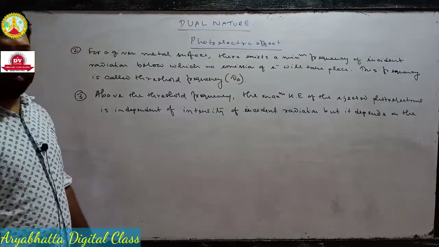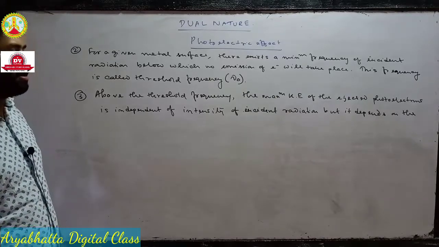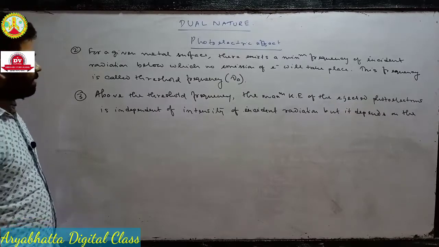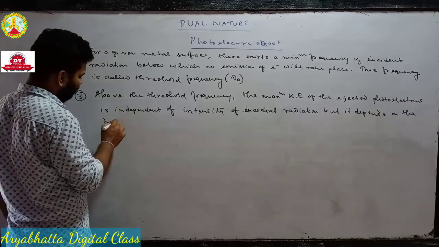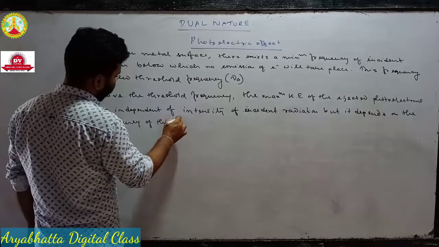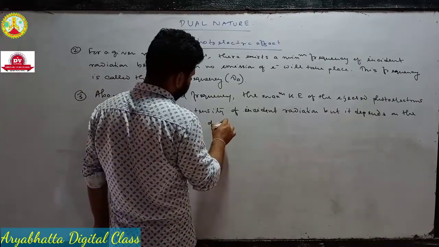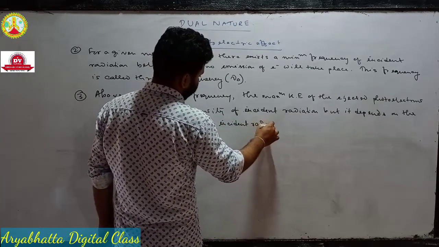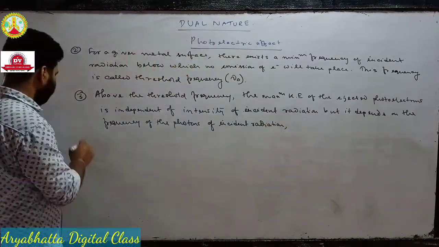फ्रीक्वेंसी, क्योंकि फ्रीक्वेंसी बढ़ेगा तो जो incident photon है उसका energy भी बढ़ेगा. अगर ज़्यादा energy है उस photon का तो ejected photoelectrons का भी ज़्यादा energy रहेगा. ठीक है, but depends on the frequency of the photons of incident radiation. ओके, अच्छा नंबर फोर क्या है?